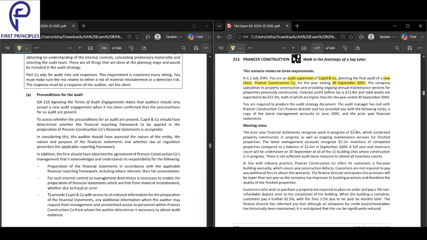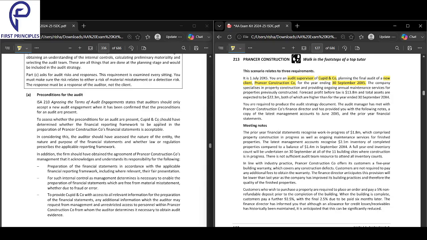So from the point of view of preconditions for an audit. Before Cupid and Co can accept Prancer as a client, two things must be true. What are those things?